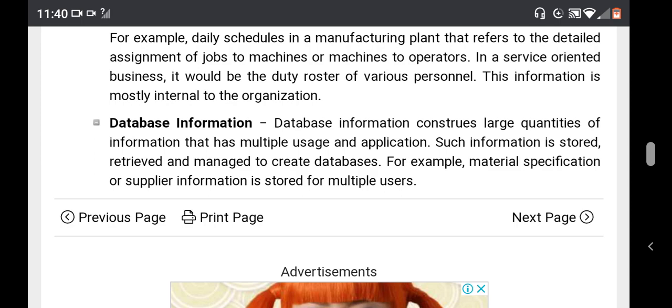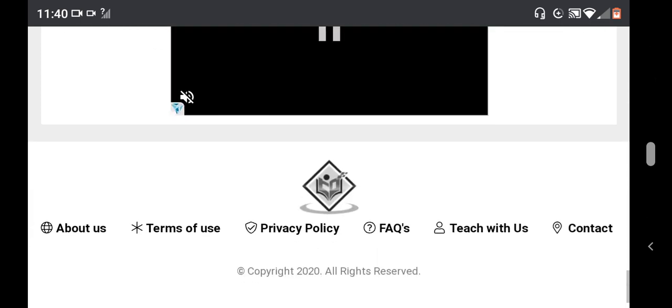Database information construes large quantities of information that has multiple usage and application. Such information is stored, retrieved, and managed to create databases. For example, material specification or supplier information is stored for multiple users. So, storage of data or records of the company's operations. So, that's about it.